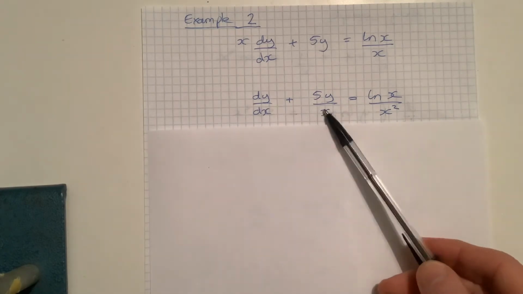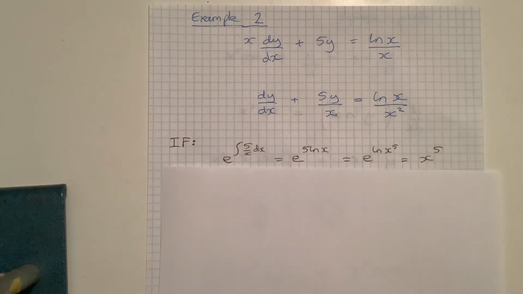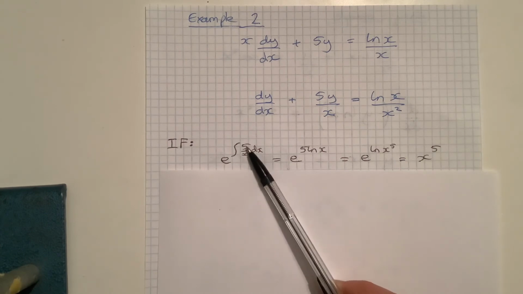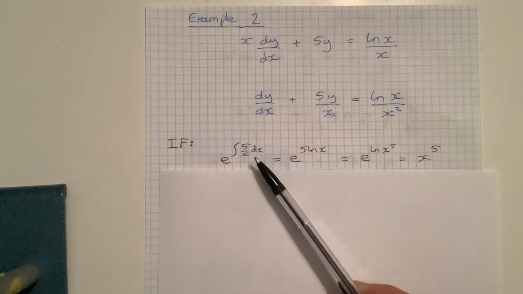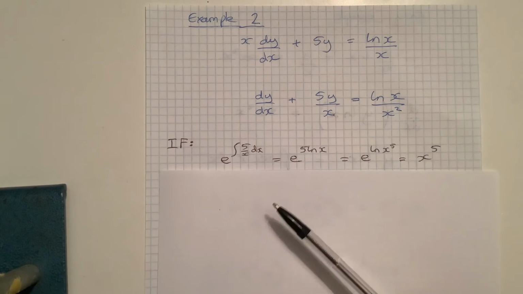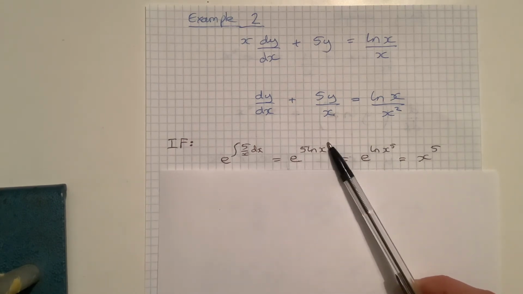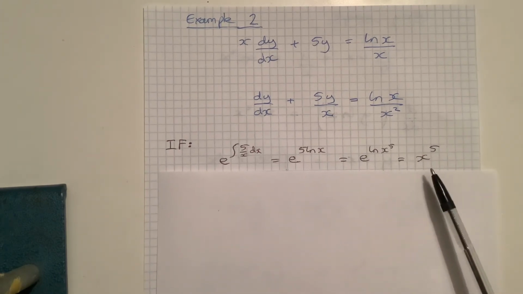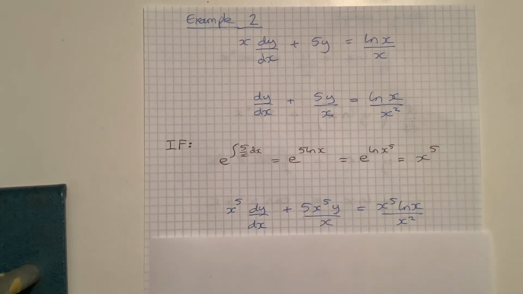My integrating factor then is going to be, well, my p is 5 over x. So my integrating factor is going to be e to the power of the integral of 5 over x with respect to x. 5 over x integrates to be 5 ln x. Again, similar to before, I can now take this 5 and put it as a power here. The e and the ln cancel out and I'll just get x to the power 5. Multiplying through by x to the power 5 gives this.